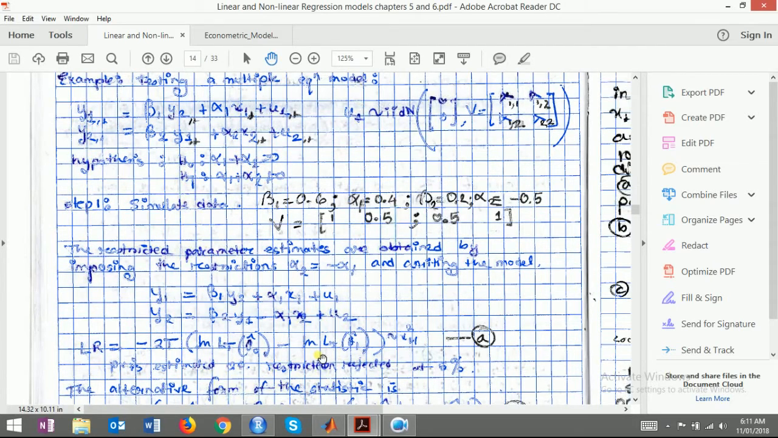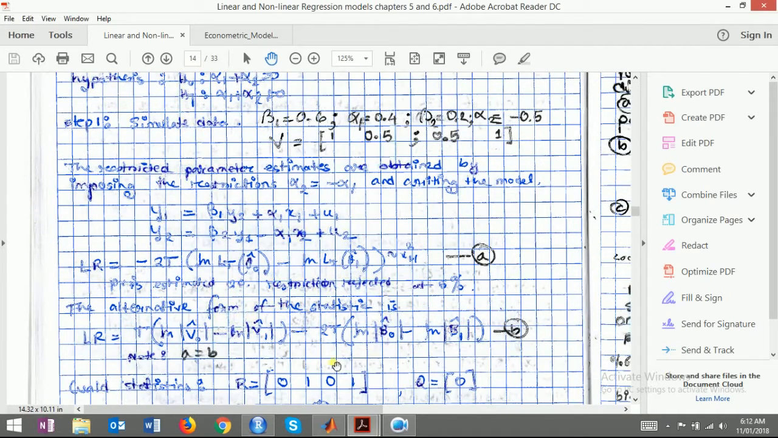The probability value is estimated as 0.0. Restriction, which is probability value 0, means the restriction is rejected. We can reject the null hypothesis of the restriction at 5%. The alternative form of the statistic is, well, log v naught minus v1, which we are already familiar with, and log beta naught minus beta 1. In case of seemingly unrelated regression, the second element becomes 0.